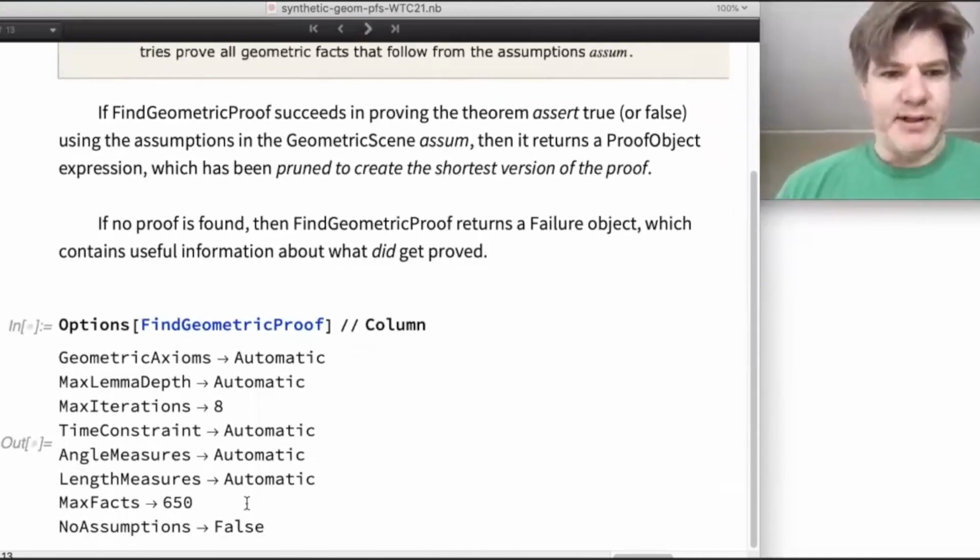These are all the options. You can see you can control it in many different ways. You can control degrees or radians and many other things.